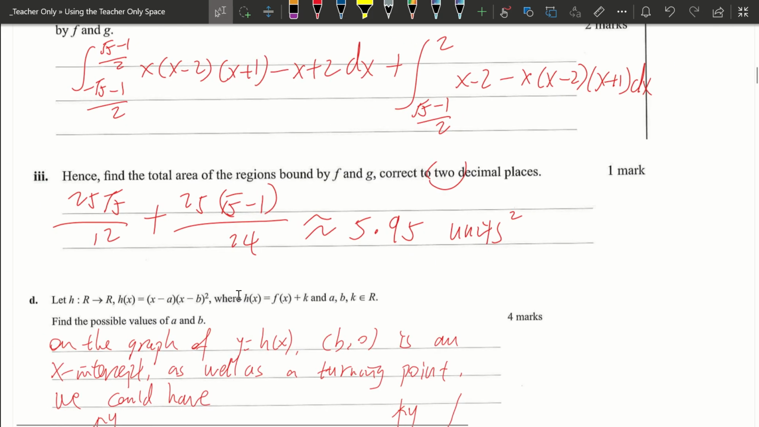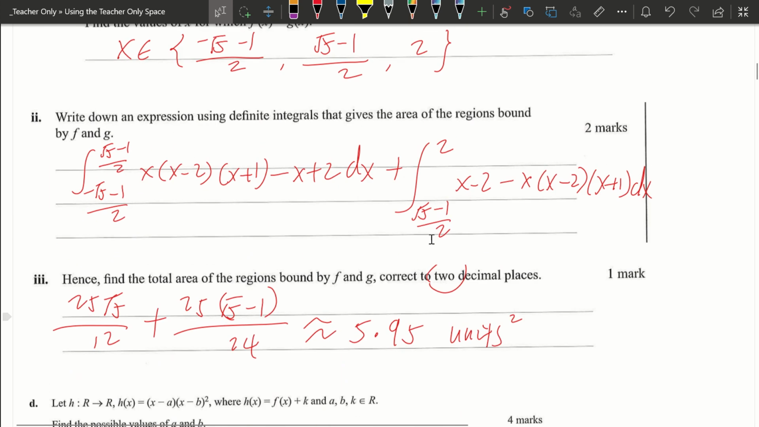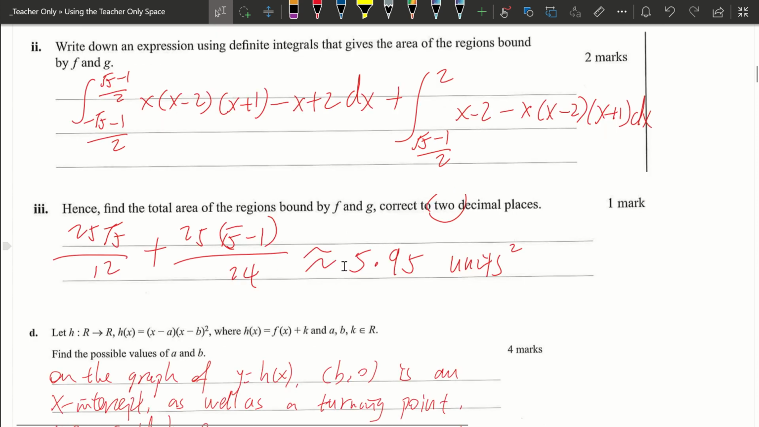And then it says find the total area bounded by f and g, correct to 2 decimal places. So all I did was I typed this into the calculator and I evaluated it. So I typed the answer in question 2, part II, and then I wrote down the answer.